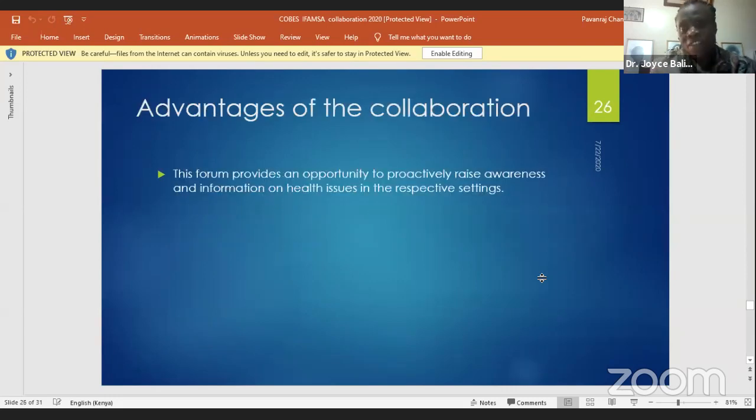And so what are the advantages of this collaboration? From our perspective as COBS committee, this forum provides an opportunity for proactively raising awareness and information on the health issues which we have listed in the scope of work in the respective settings. Regardless of where you come from, as far as we are concerned, we're going to work together collaboratively as a united team when it comes to research.